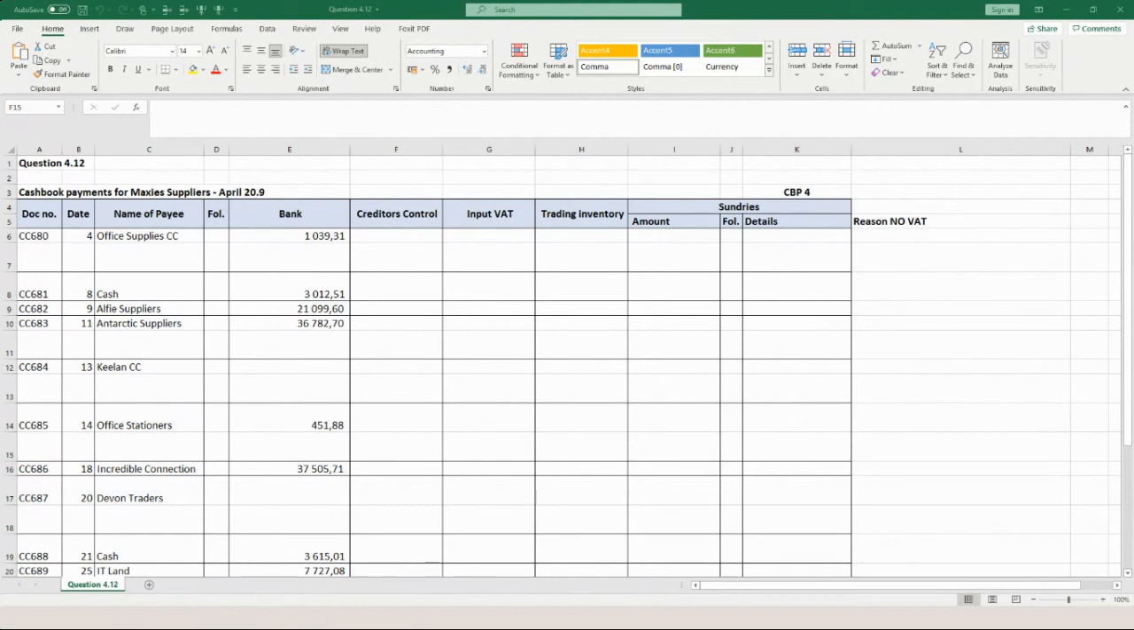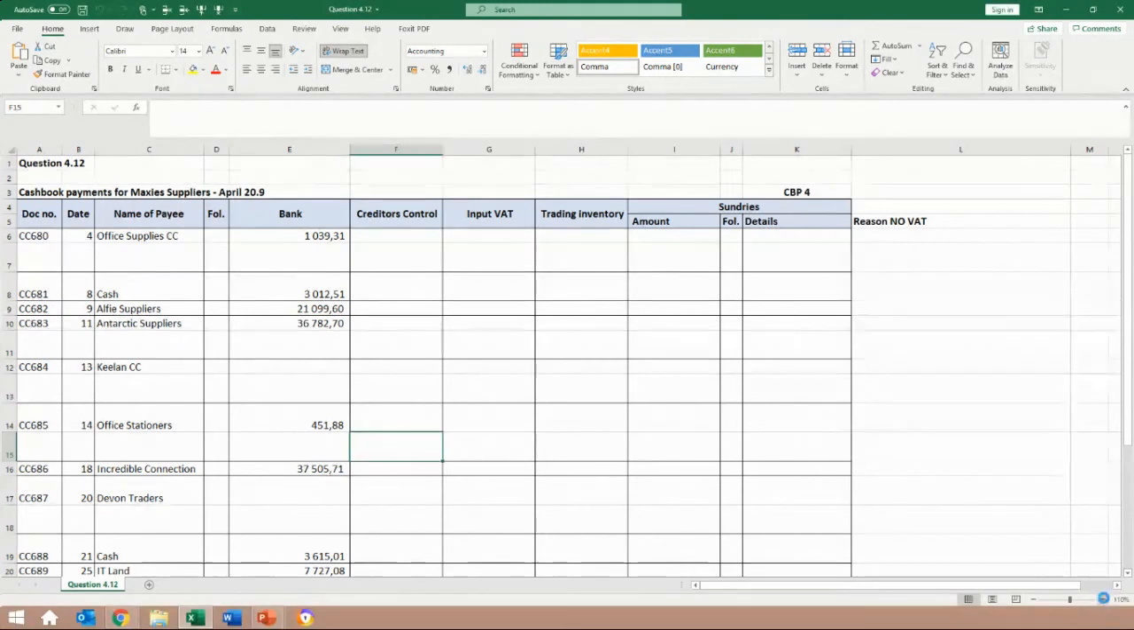Okay, great. So what I've done so far, just to make up some time in class today, is I've already filled in the document number, the date, the name of the supplier or the payee, and the bank amount where they've given the amounts already. So I filled in that information just so that we can make up a bit of time and make it a bit faster.